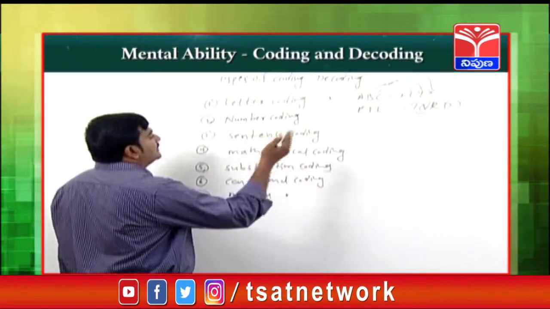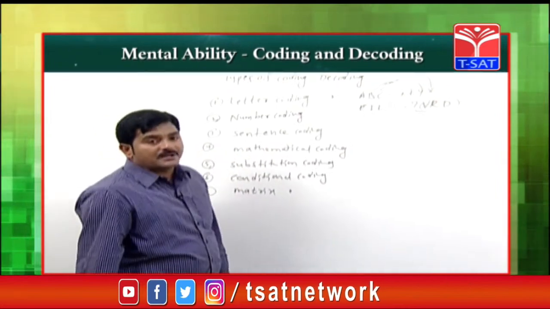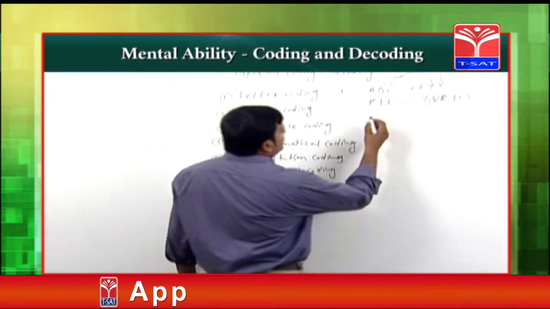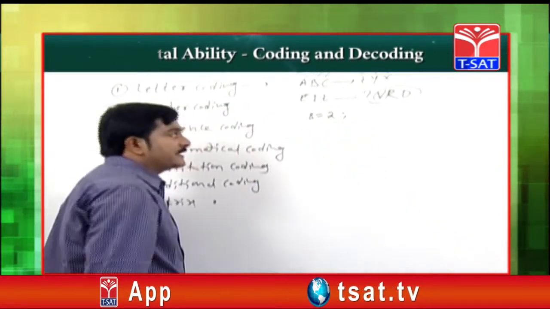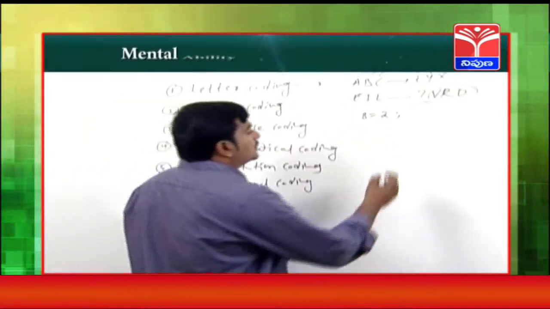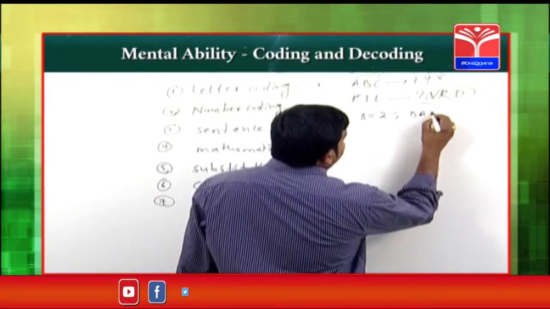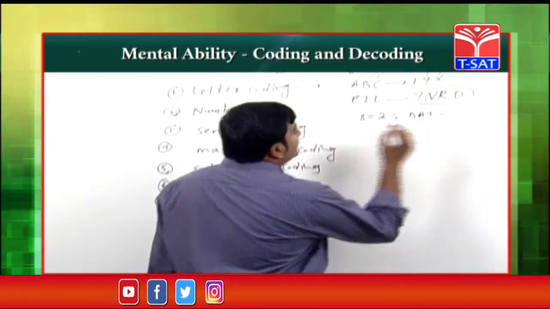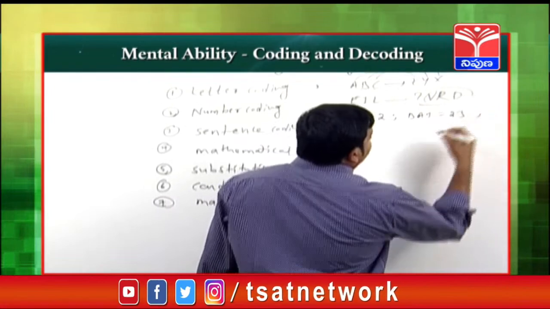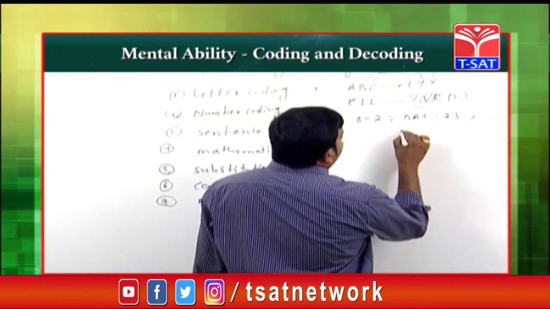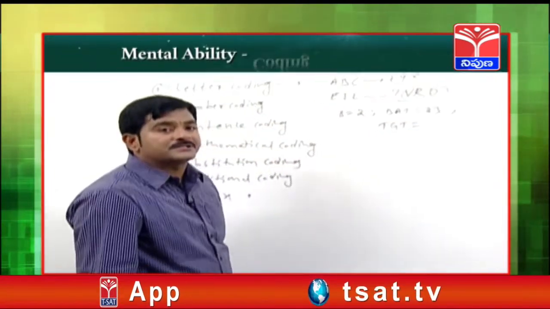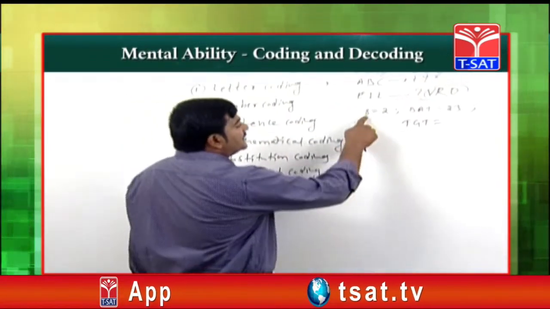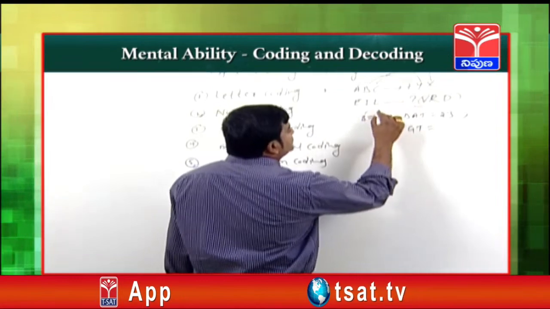Okay, similarly number coding. For example, in a certain code language B is equal to 2. Similarly, in that same language BAT is equal to 23. Then what is the code for the word TGT? What is the code for the word TGT? So if you observe here, B is an alphabet. What about its corresponding code?